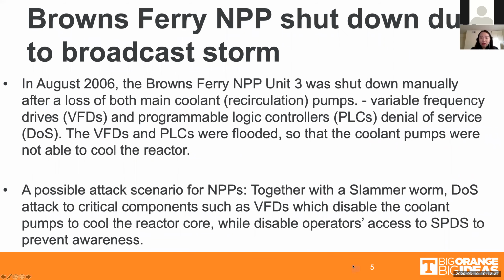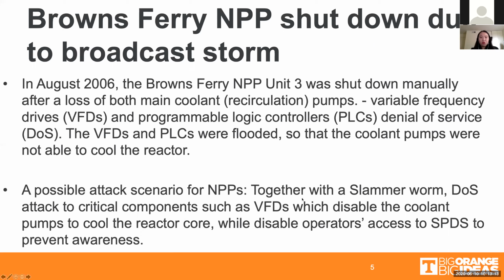In August 2006, the Browns Ferry Nuclear Power Plant Unit 3 was shut down manually after a loss of both coolant pumps. The main coolant pumps circulate cold water into the reactor core, which constantly generates heat. So if there's no cold water constantly pumped into the reactor core, then the reactor core will overheat and may cause core meltdown, which is a very severe accident. So once you lose the coolant pump, a manual shutdown has to be performed to safely shut down the whole power plant. So what caused this manual shutdown is a broadcast storm.